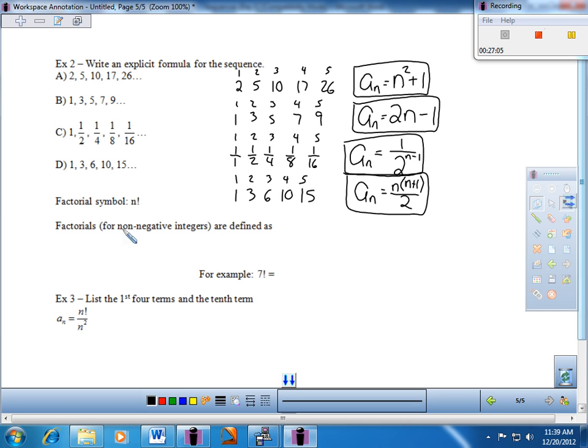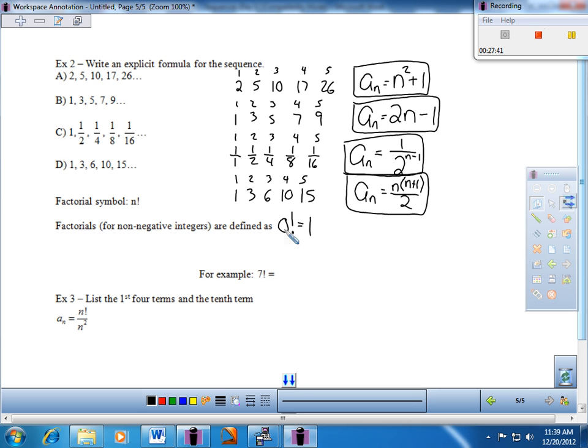As it says, factorials are defined for non-negative integers. Factorials can be defined beyond this, but for our purposes, it'll only be for non-negative integers, meaning 0, 1, 2, 3, etc. A couple are given. So first and foremost, 0 factorial actually is defined as 1. And I'll try to show you why that is.